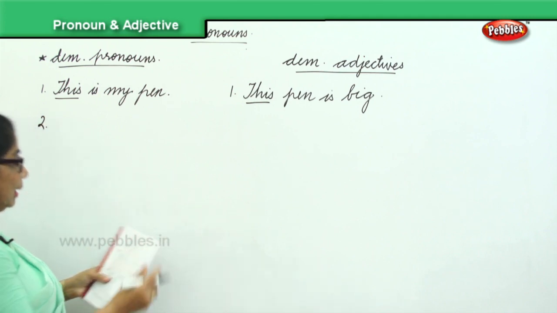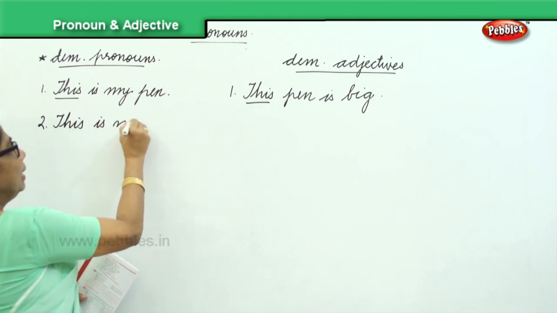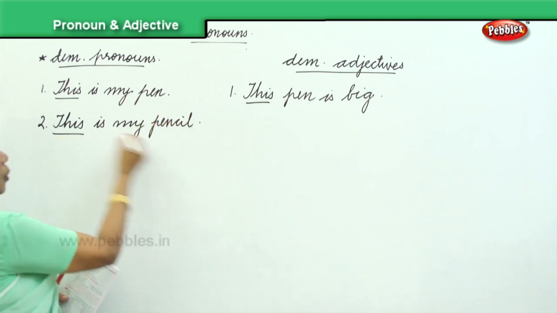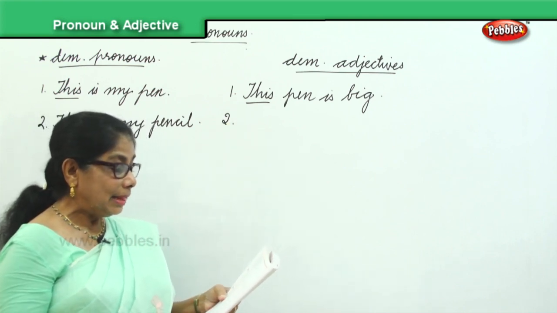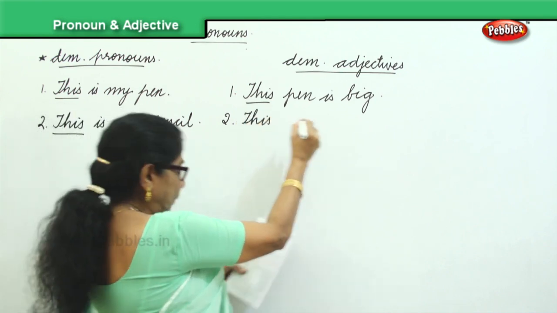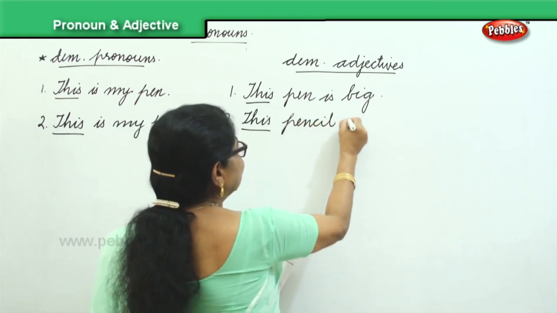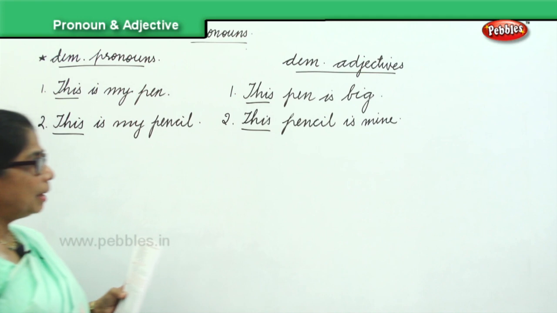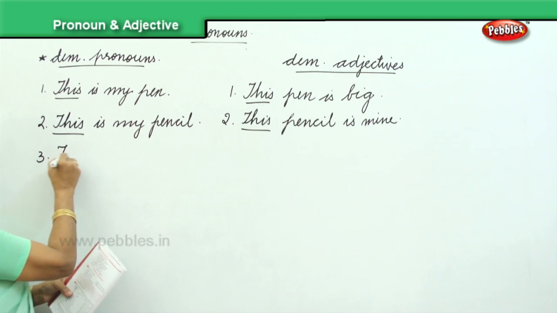Now, this is my pencil. That is the demonstrative pronoun. And when it comes to demonstrative adjective will say, this pencil is mine. This pencil is mine.